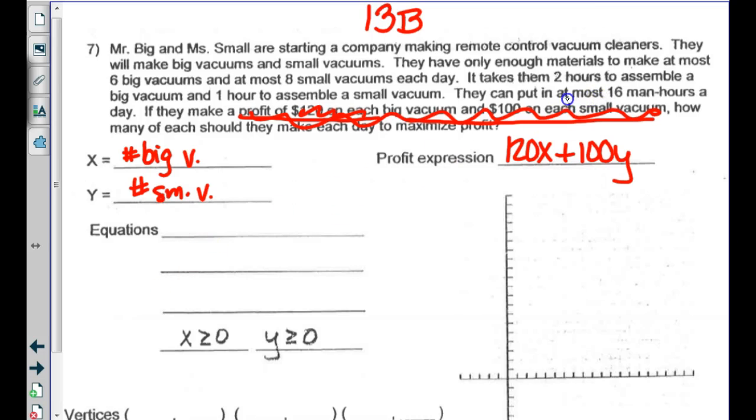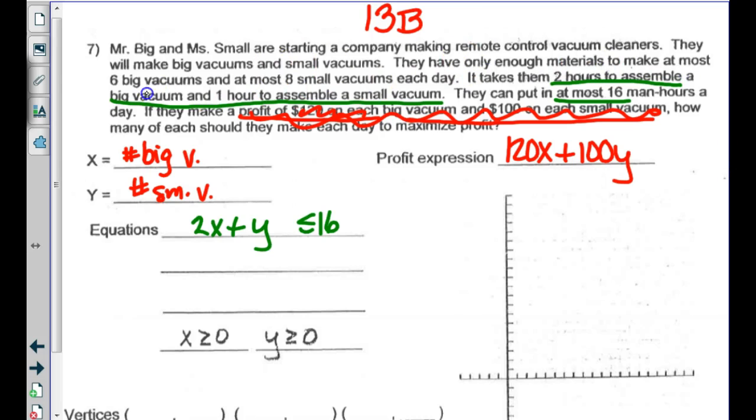How about this at most 16 hours business? Okay. And what is it that we're making less? It takes what? 2 hours for big and 1 hour for small? It has to be less than or equal to 16? Okay. The other 2 are kind of weird, but there are 2 of them.